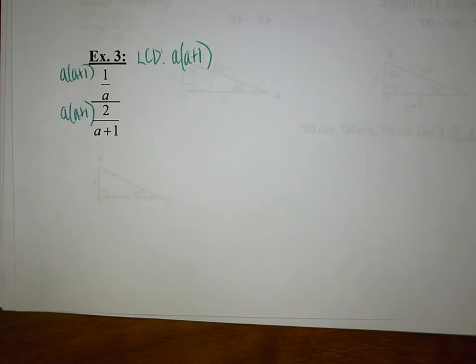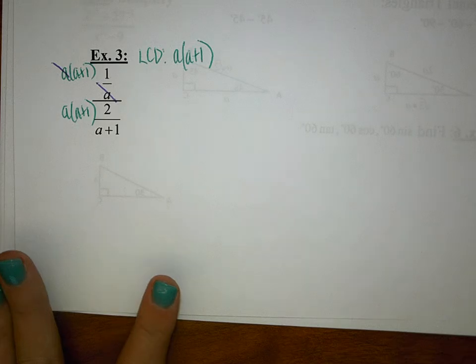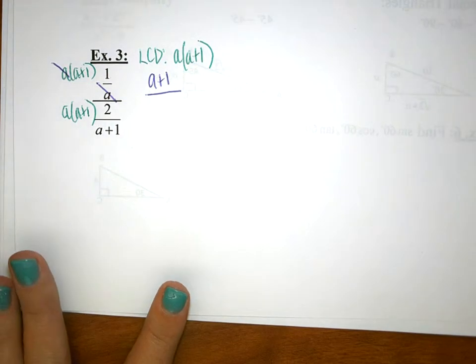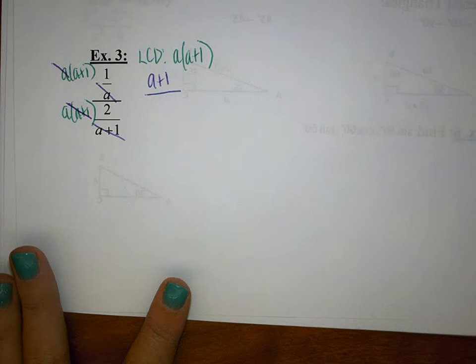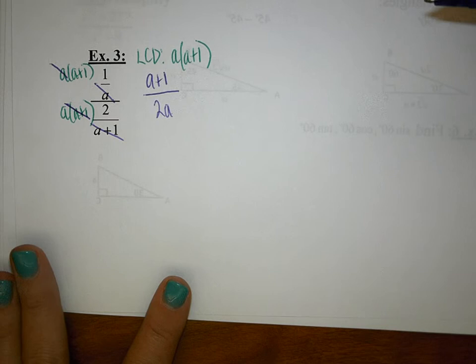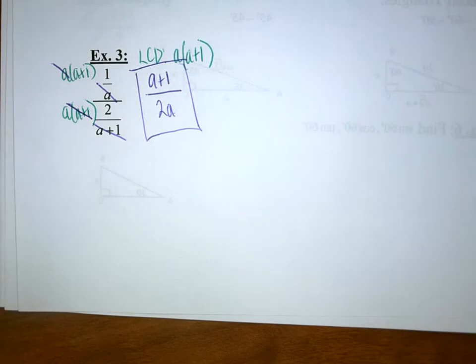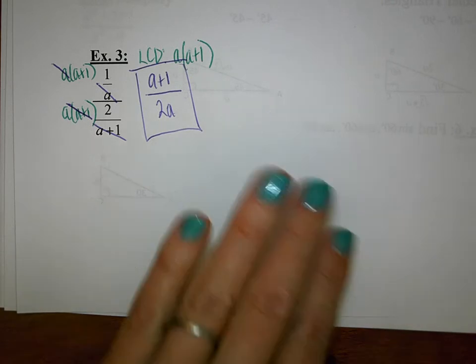So on the top, what happens? A's cancel, and we have a plus 1 times 1, which is just a plus 1. Okay, then we go to the denominator, and what happens? A plus 1's cancel out, and we're left with 2a. Can I cancel this a with this a? No. Okay, it has to be like multiplying. You have to cancel out everything if there's an adding. Okay, so this is your answer. You can't do anything else. Okay, questions? All right, let's move on.